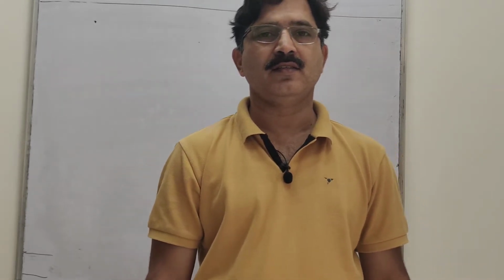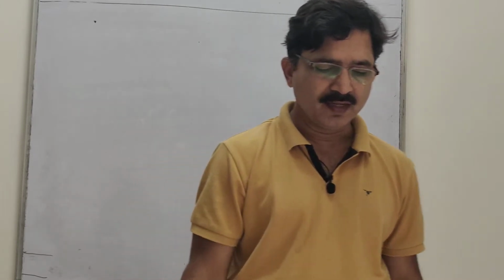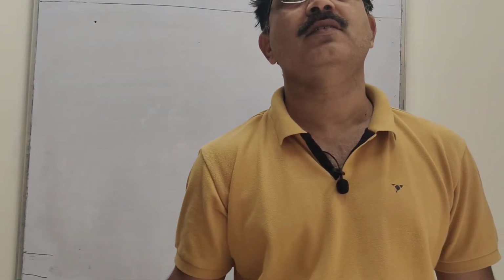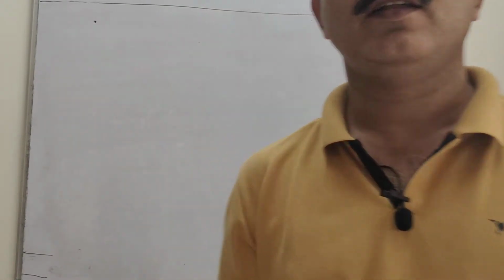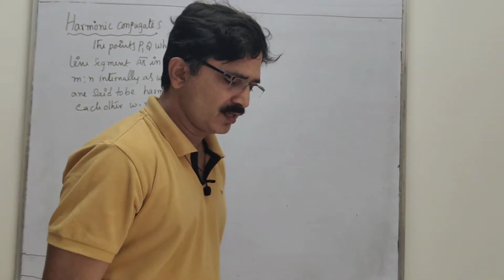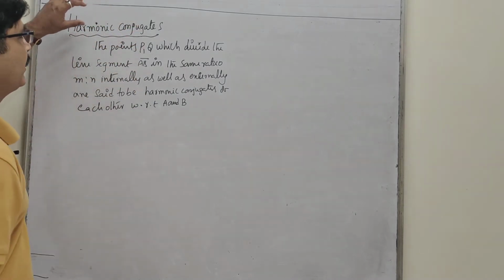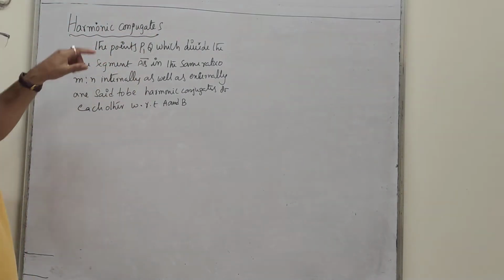Today we are going to discuss the third part of the coordinate system. Here we'll start with the harmonic conjugate. We have seen internal and external division. Based on that, this is the harmonic conjugate.